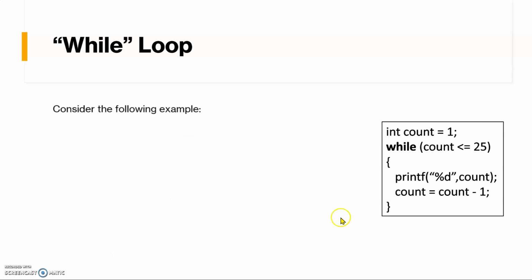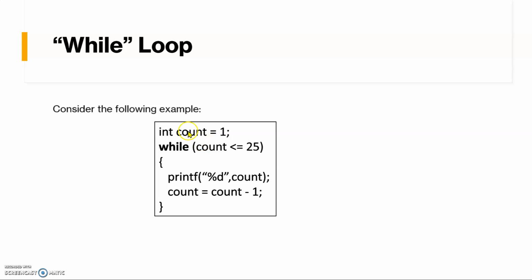One more example, if you see here, one more case. Here I have taken the count value as 1. Initially 1 is less than 25, which is true, and it will print the count value. And we are decrementing the count value, that means 1 minus 1 will be 0. Again it will go back here. 0 is less than 25, which is again true. It will enter into this block. You will get the count value. Again we are decrementing the count value, which is minus 1. It will go back here. Minus 1 is less than 25.